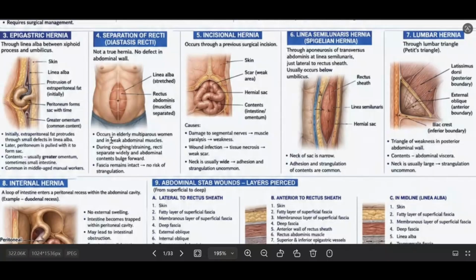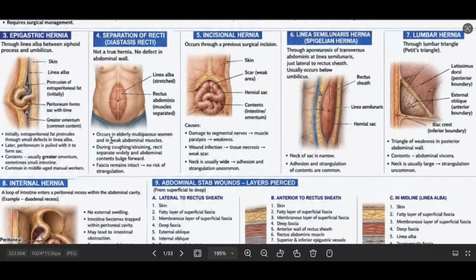Now, what are the clinical features with which the patient is going to present? During coughing or straining, the recti abdominis is going to separate widely. The abdominal contents are going to bulge forward, and that is happening because the fascia remains intact. So that means there is no true risk of hernia. There will be no protruding of the contents, and there will be no chance of strangulation also. But the treatment may involve abdominal support or surgical repair if it is severe.